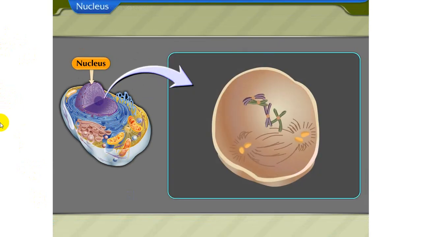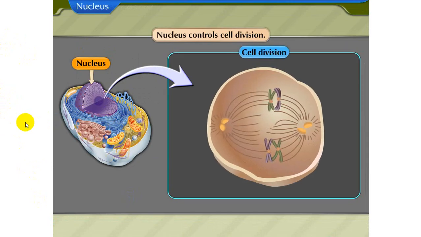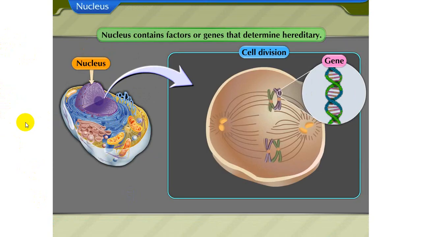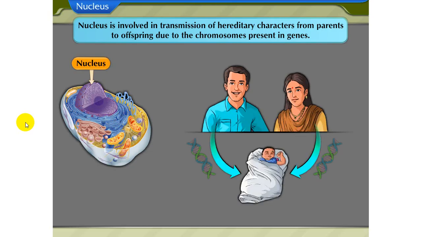Besides its regulatory role, the nucleus also controls cell division. The nucleus contains factors or genes that determine heredity. It is also involved in transmission of hereditary characters from parents to offspring due to the chromosomes present in it.